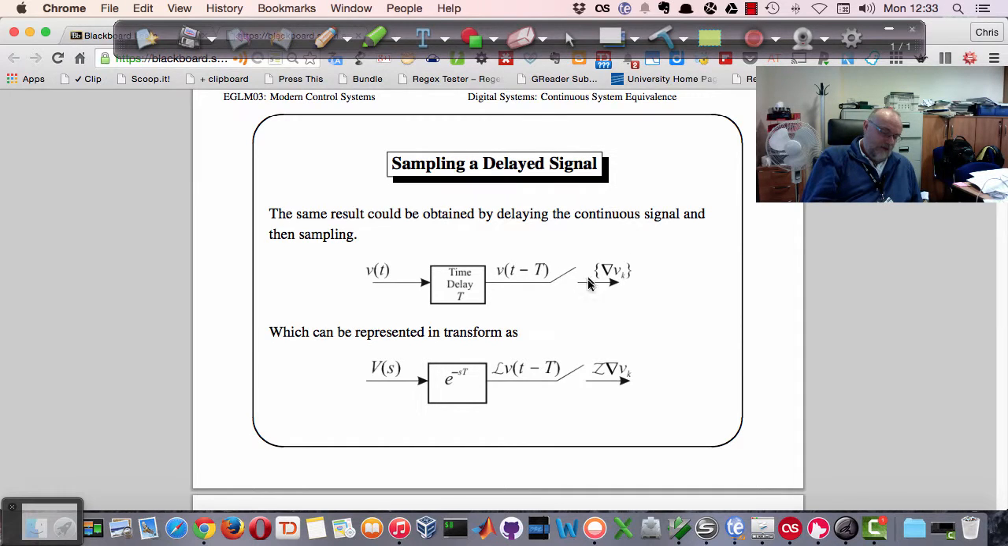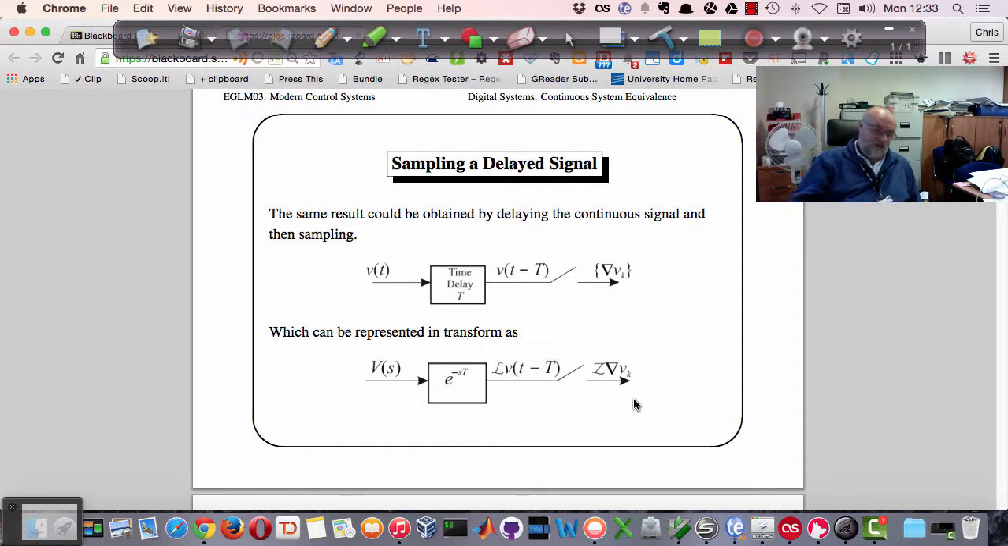If we sample that, we get the sequence v of k. So again, if we transform this, the transform of v of t is v of s. The transform of a time delay is e to the minus sT. So the result is the Laplace transform of v of t minus T, which is equivalent to z delta v of k.